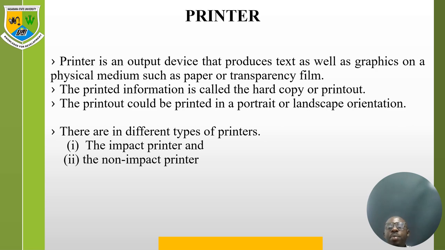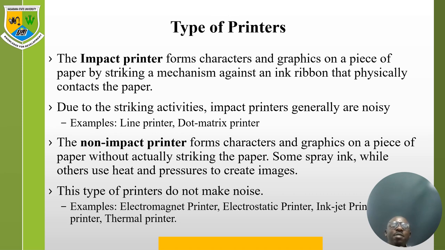Okay, the printer is an output device because we print out documents. Then we have types of printer. We have the impact printer and the non-impact printer. The impact printer forms characters and graphics on a piece of paper by striking a mechanism against an ink ribbon that physically contacts the paper. Alright? Then the non-impact printer forms characters and graphics on a piece of paper without actually striking the paper. Some spray ink, while others use heat and pressure to create images.